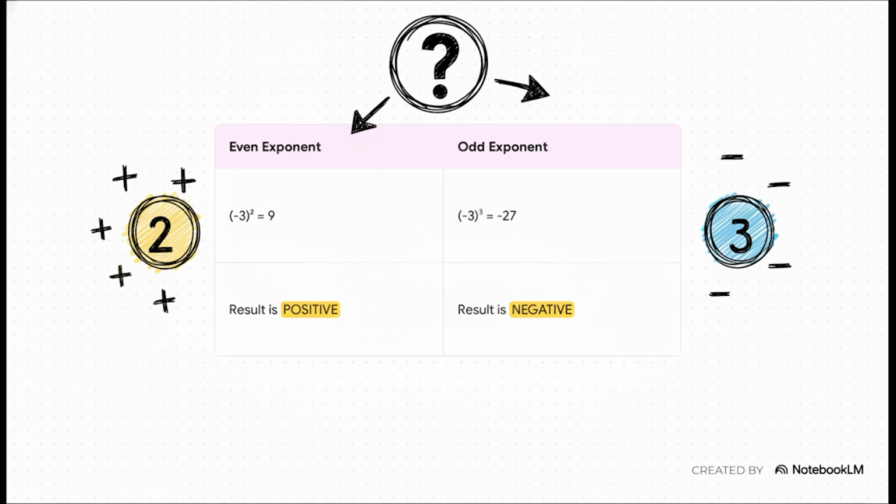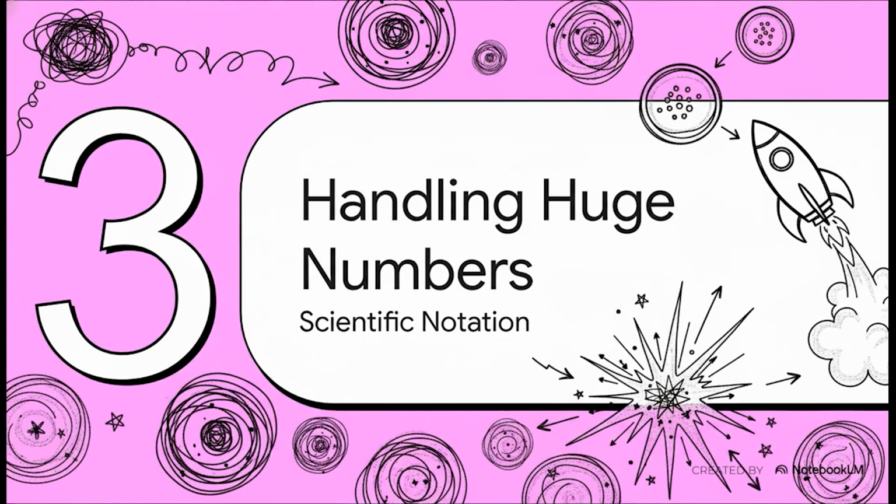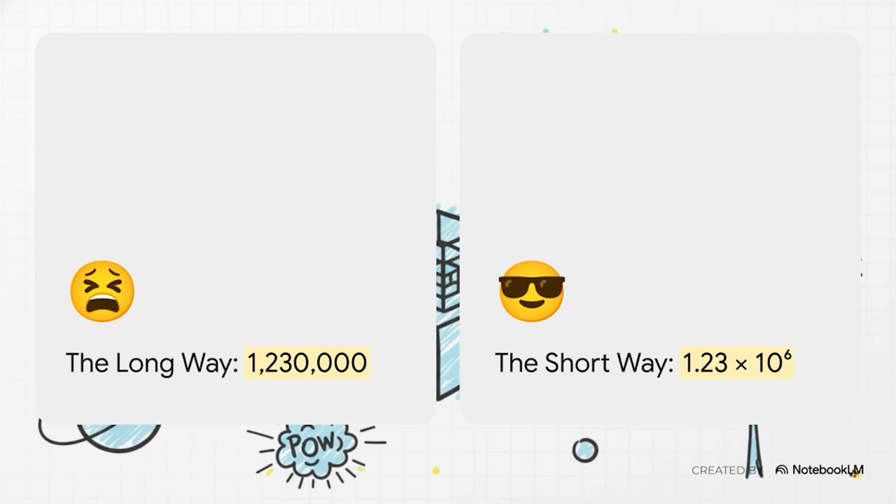Now, for something really practical, have you ever tried to write a number with like 10 or 15 zeros? It's such a headache. Well, exponents are here to save the day with something called scientific notation. Just look at the difference. It's like night and day. On the left, you have the long, messy way of writing a number. And on the right, you have the exact same number, but it's so clean and easy to read. This is where exponents are amazing. They help us work with giant numbers and teeny tiny numbers so easily.